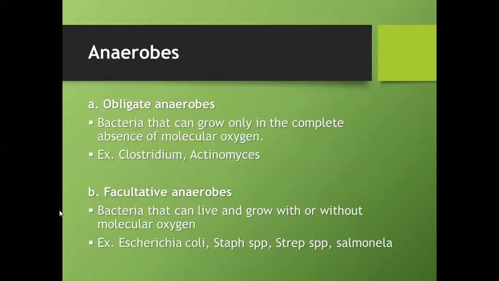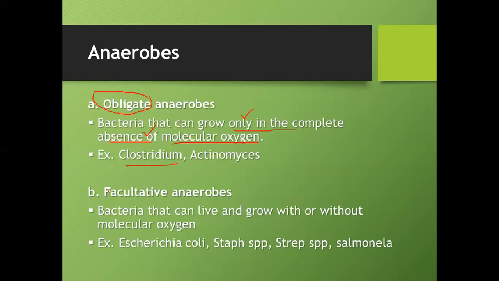So an obligate anaerobe basically means that the bacteria can only grow in complete absence of molecular oxygen. That's why they're called obligate, because they can only grow in absence of molecular oxygen. Examples are Clostridium, like Clostridium tetani, which causes tetanus.